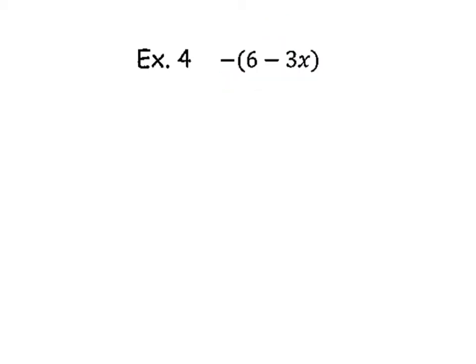Okay. Example 4. There's just a negative sign out front. Well, the negative sign goes to the 6, and the negative sign is like a negative 1. So I'm going to write it 6 minus 3x. But the main point is that negative sign needs to change the signs of the numbers in the parentheses. Negative 1 times 6. Good. What's a negative 1 times a negative 3x? Positive 3x.